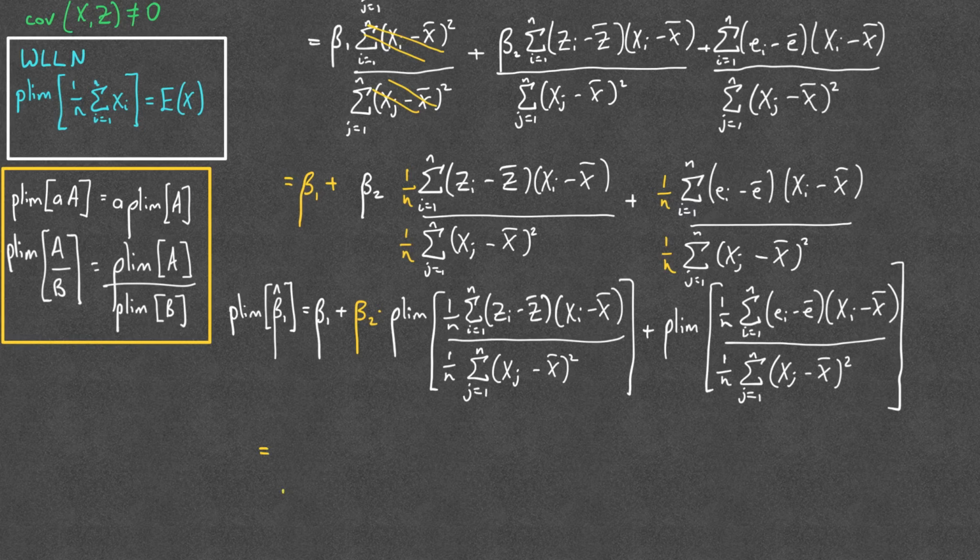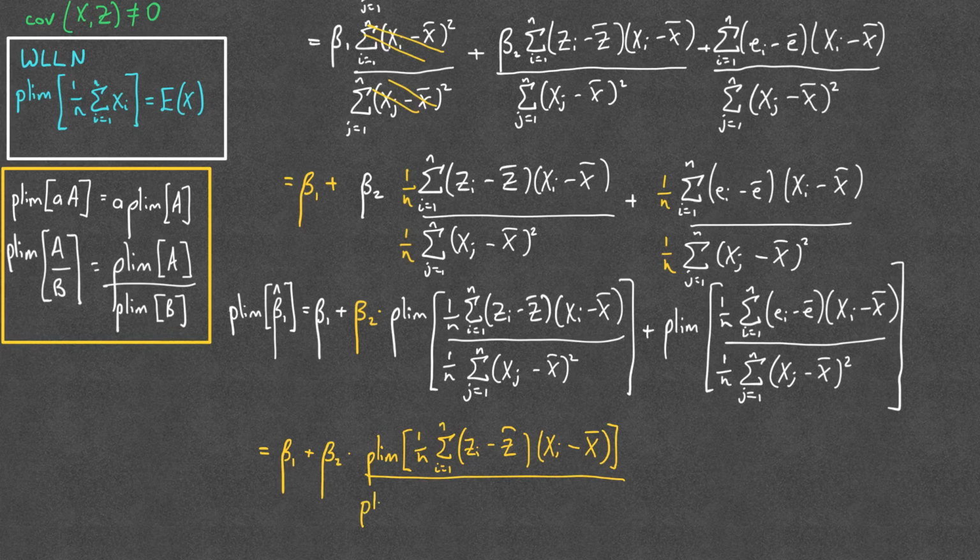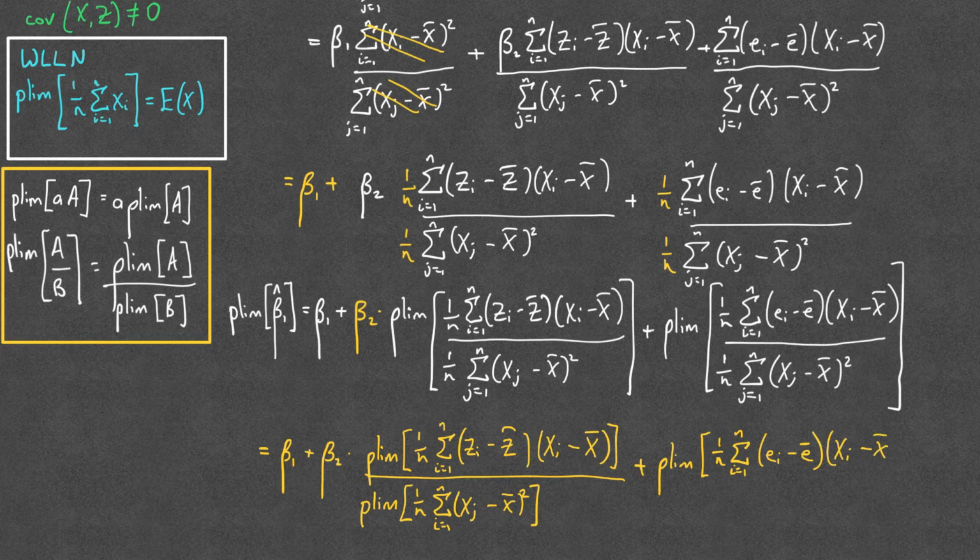So we can rewrite this as being equal to beta 1 plus beta 2 times the p-lim of 1 over n times the sum of (z minus z bar)(x minus x bar), over the p-lim of 1 over n times the sum of (x minus x bar) squared, plus the p-lim of 1 over n times the sum of (ei minus e bar)(xi minus x bar) over the p-lim of 1 over n times the sum of (x minus x bar) squared.